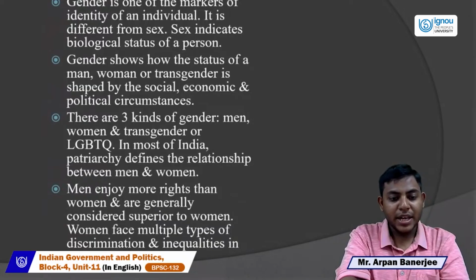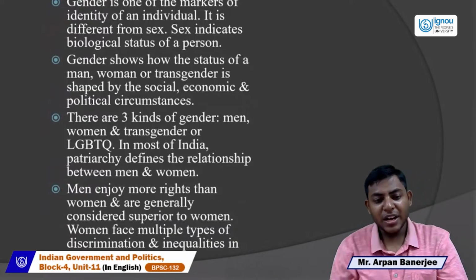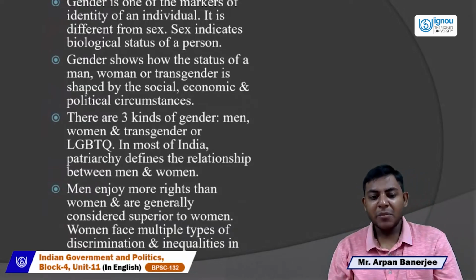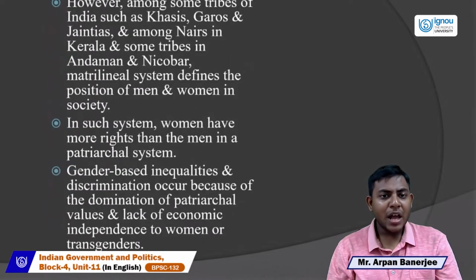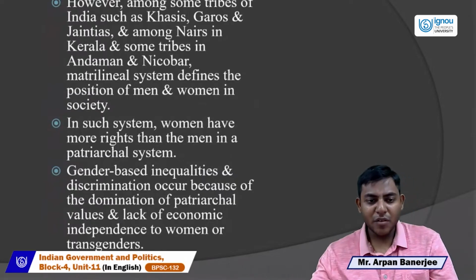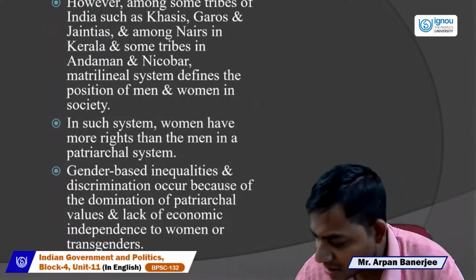In most of India, patriarchy defines the relationship between men and women. Men enjoy more rights than women and are generally considered superior to women by the society. Women face multiple types of discrimination and inequalities in the society. However, among some tribes of India, such as the Khasis, Garos, and Jayantiyas, and among Nayars in Kerala and some tribes in Andaman and Nicobar, matrilineal system defines the position of men and women in society.